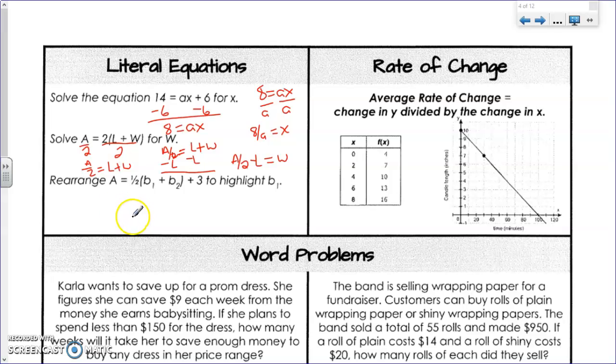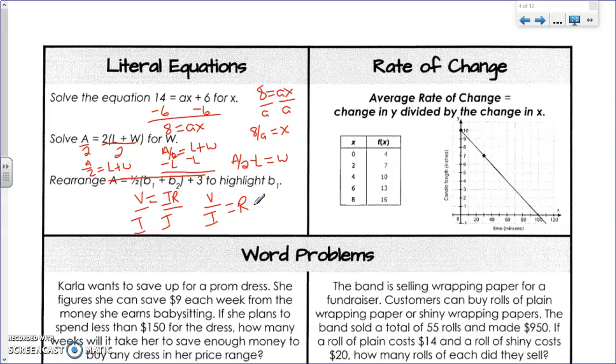Okay. This last one, we decided to change this one. And we're going to have V equals IR. And I'm going to solve for R. So I'm going to divide by I. So V over I equals R.